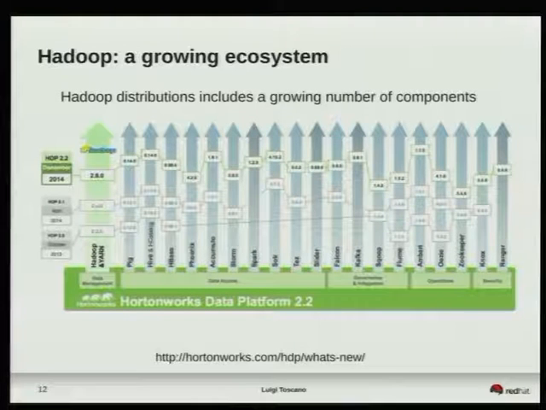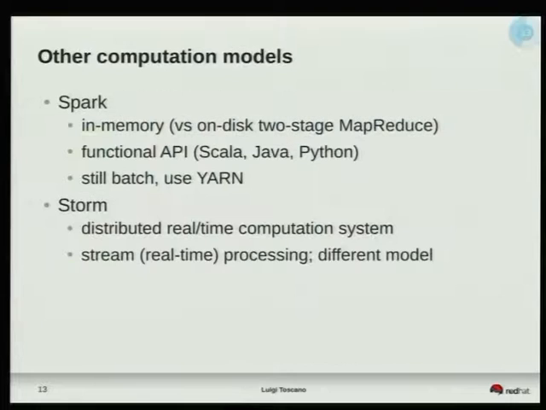Just a quick note about Storm and Spark, because those are two different computation models than the standard MapReduce. And they are important in the Sahara context as well, because they are partially or quite completely supported. I will just mention that Spark is slightly different. We have seen that MapReduce is on disk, so it saves the intermediate results on disk, and it's two-stage, while Spark is in memory, so it's faster. It has a functional API. The native language is Scala, but then you can program also in Java, Python. But it's still batch, so you have your existing data and you process them.